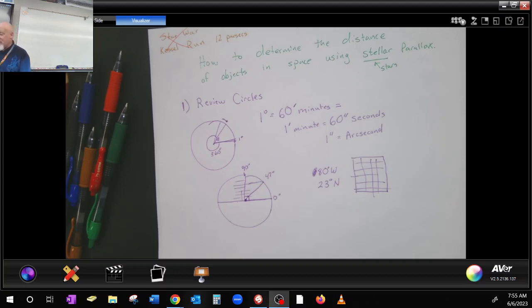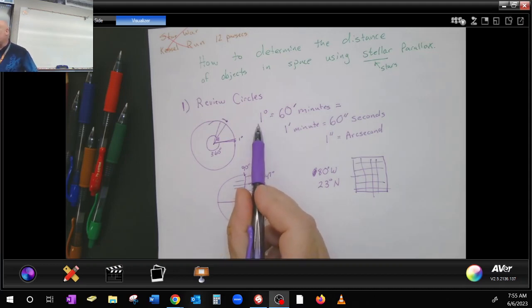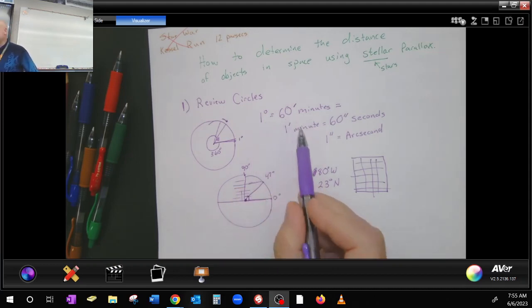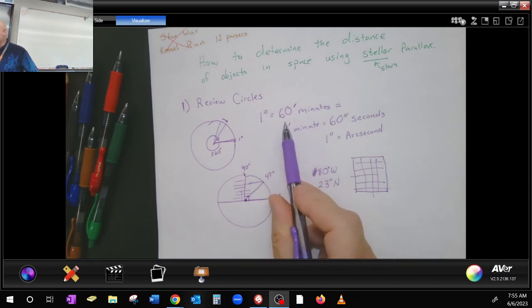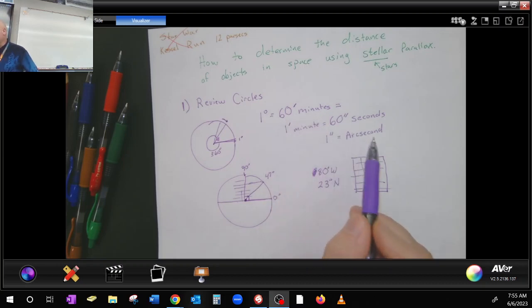What does this have to do with stars? I just wanted to show you guys that 1 degree of a circle is 60 minutes. It can be broken down into 60 parts called minutes. 1 minute can be broken down into 60 parts called seconds, and we're talking about arc seconds.